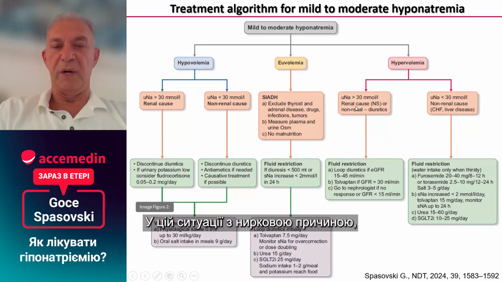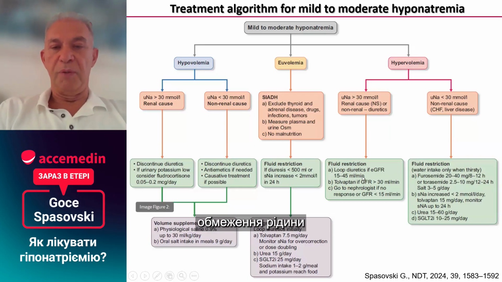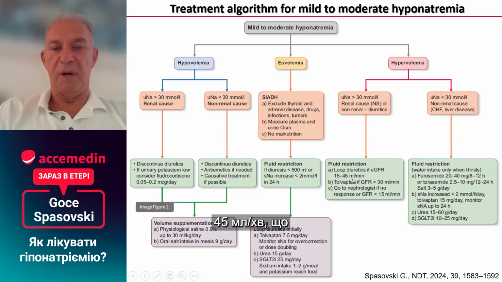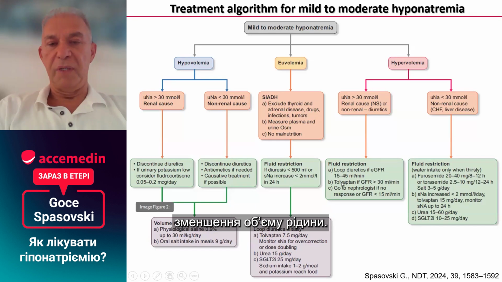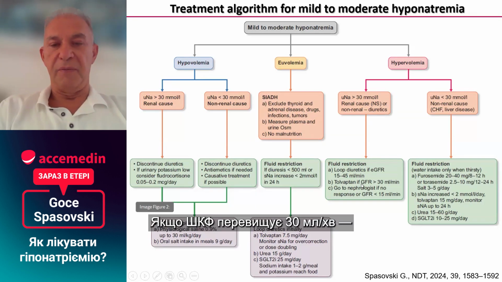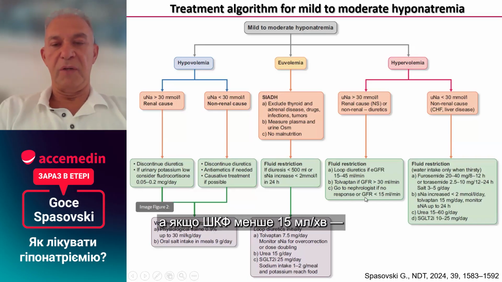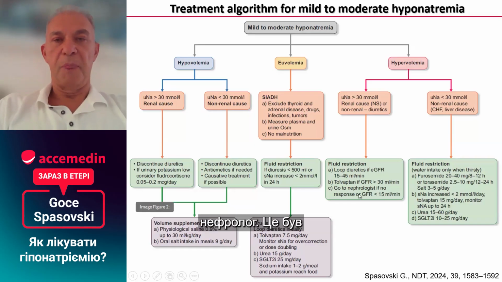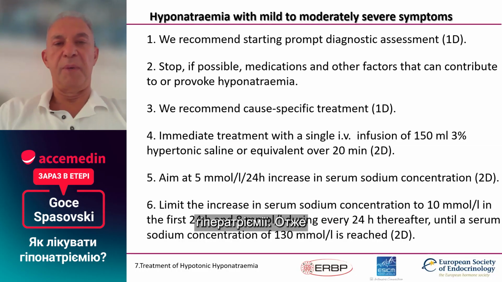In this situation with the renal cause, we again should consider fluid restriction with loop diuretics if GFR is between 15 and 45, and tolvaptan if the GFR is above 30 milliliters per minute, and if GFR is below 15, certainly to send patients to the nephrologist. This was the algorithm for mild and moderately severe hyponatremia.